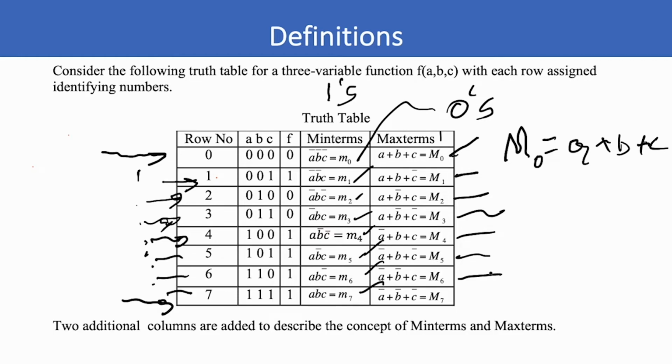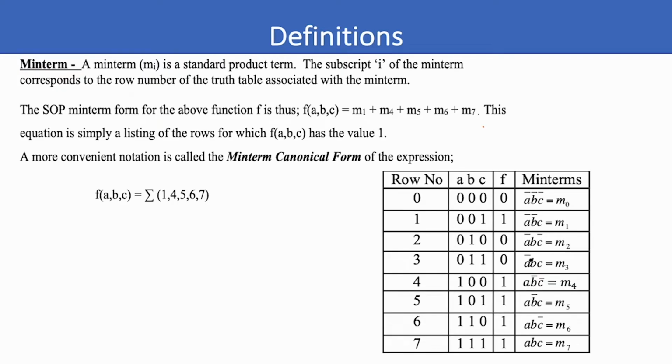Okay, max term 6 is 1, 1, 0. So A bar, B bar for 1 and 1, and then 0 is uncomplemented. And then the 7, of course, is all ones, so it's A bar plus B bar plus C bar, and that's max term 7. Okay, makes sense? Hopefully.